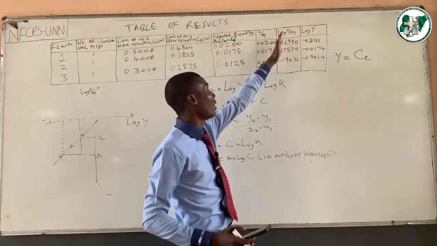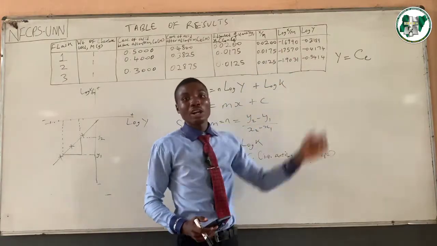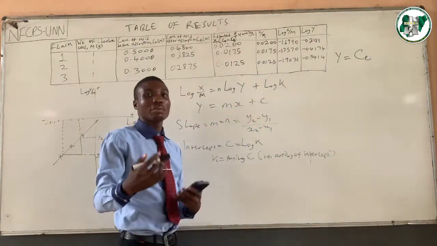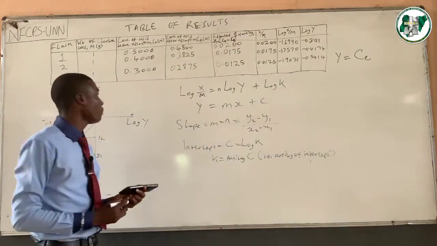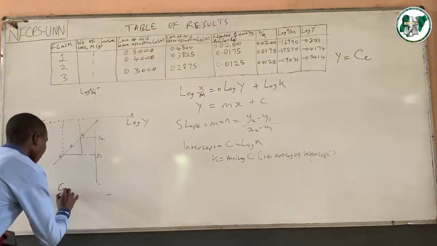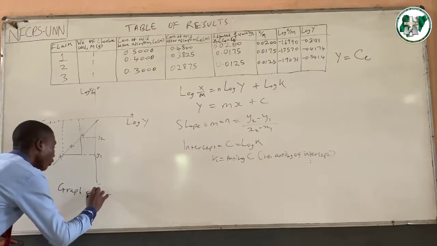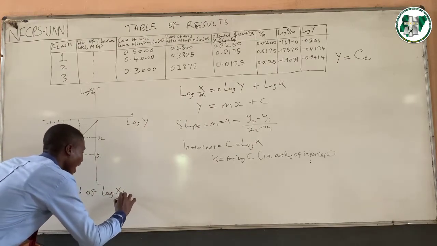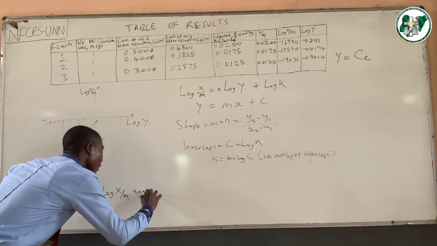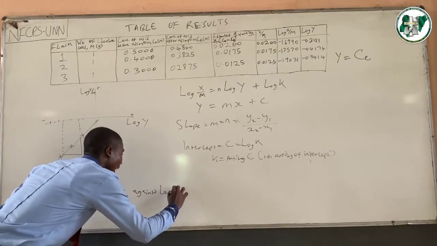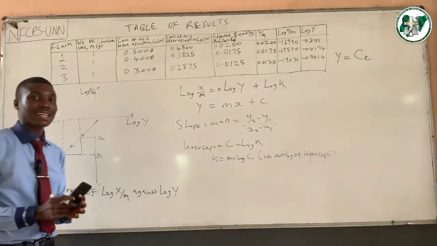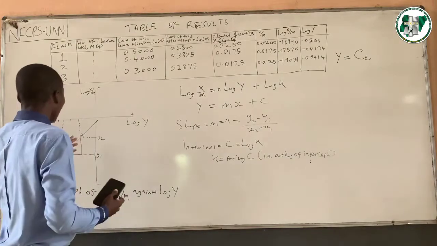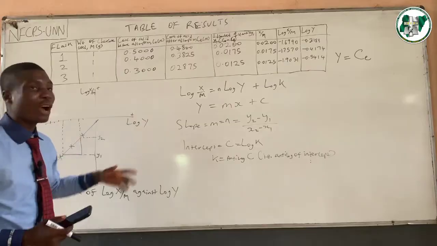So we have been able to get our log X over M and then our log Y. In your practical booklet, you will be informed that you should plot a graph of log X over M against log Y. So it simply means that log X over M will be on the Y axis, and then your log Y will be on the X axis.